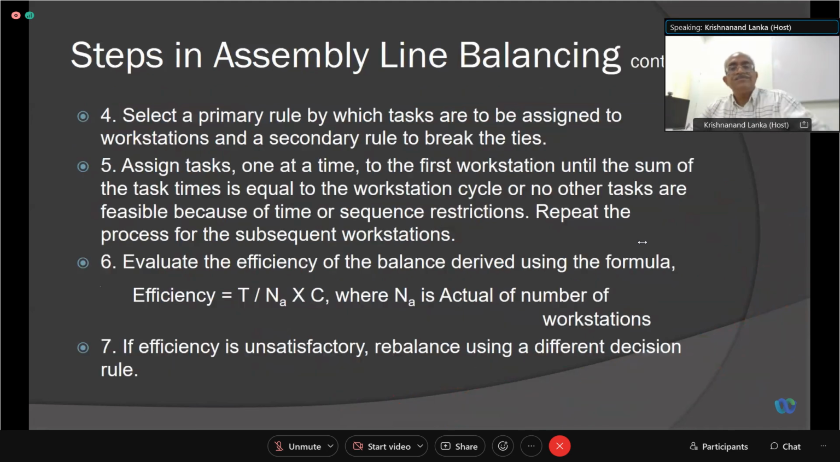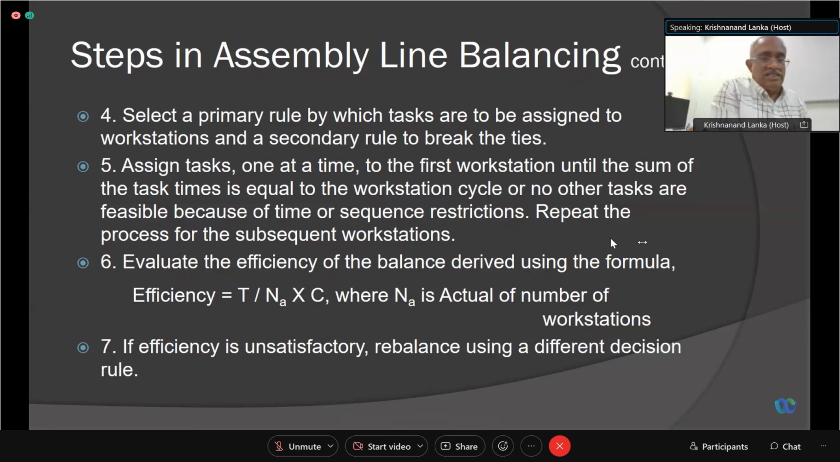So what is the fourth step? We select a primary rule by which tasks are to be assigned to workstations and a secondary rule to break the ties. This is anyway a simple common sense algorithm.